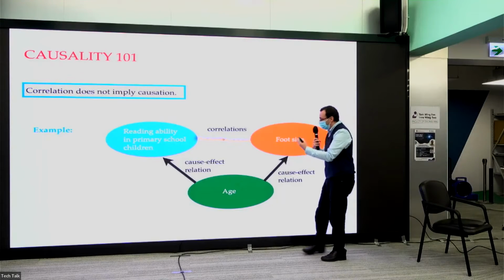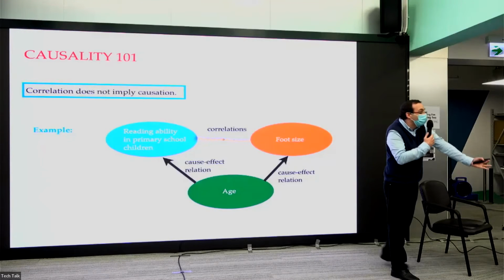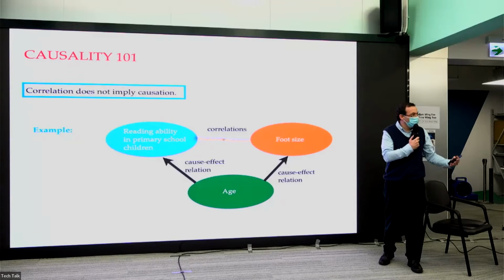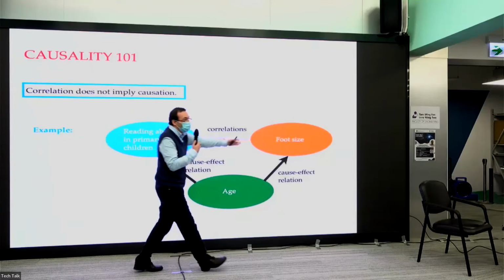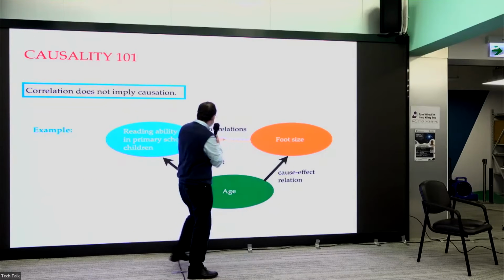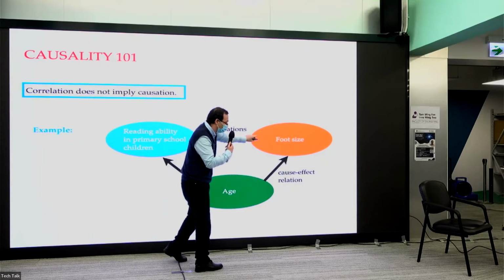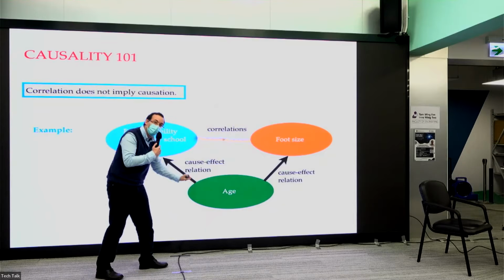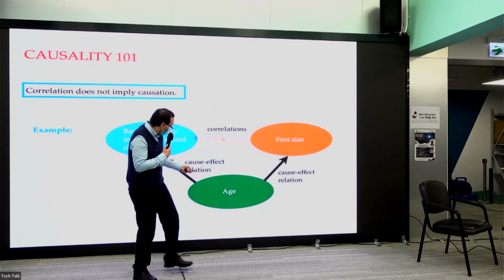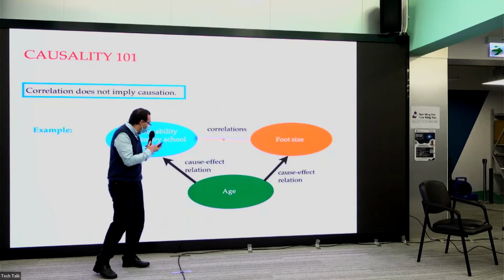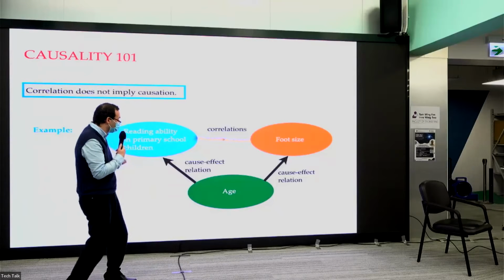Yes, it's natural to expect that there is a cause-effect relationship from the age of the kids, which means that if they are older, they will probably be able to read better, and also their feet would have grown more. So the correlation between these two variables is just a correlation. There is no causal relation between this and this, but there are underlying causal relations from the age to both of them. The age is a factor that controls both of these variables. The correlation itself has no causal meaning.